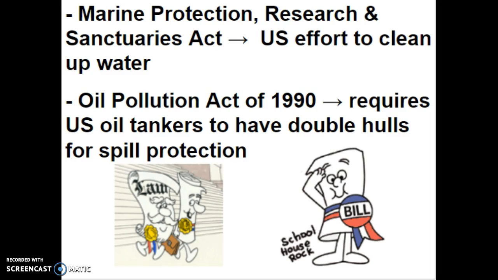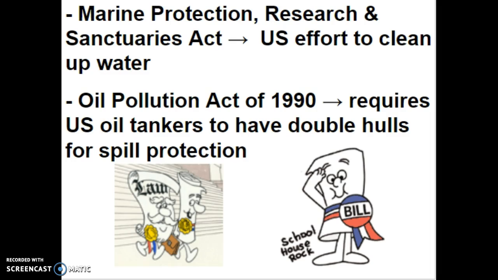Another United States act to keep our waterways clean was the Oil Pollution Act of 1990. Ever since the Exxon Valdez incident that occurred in 1989, there was a massive oil spill that resulted from that. And the reason why the Exxon Valdez spill was so large in scale was because of the structure of the oil tanker itself. So all oil tankers that are used to transport petroleum products have to have what's called a double hull for spill protection.